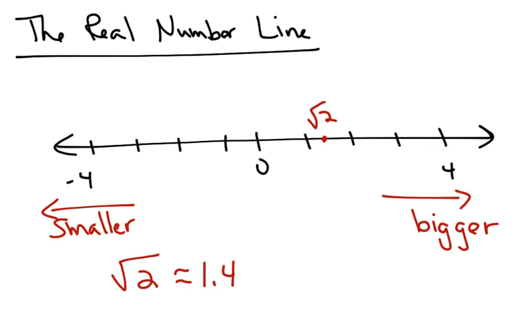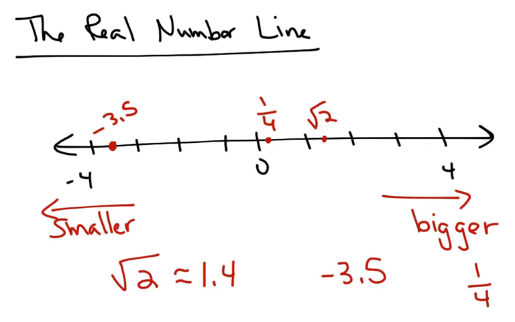What if I asked you to plot negative 3.5? Well, negative 3.5 should be between negative 3 and negative 4. How about if I asked you to plot 1/4? Well, 1/4 is 0.25. So maybe 0.25 is about here.